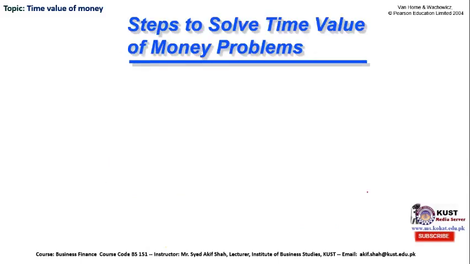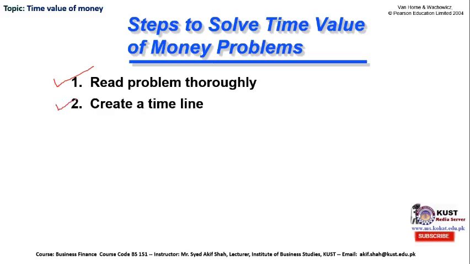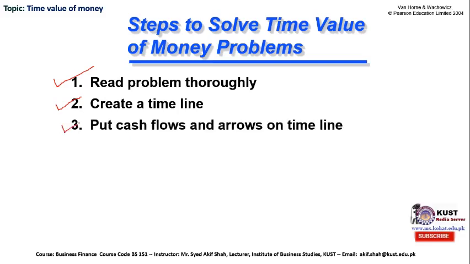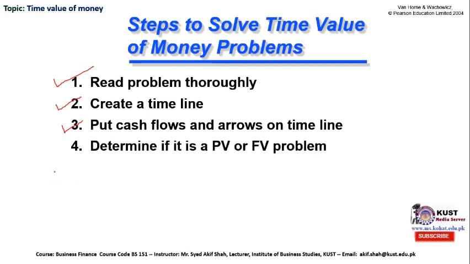Finally, how to solve these kinds of annuity problems? There are certain steps to solve time value of money problems which have these annuity cases and numerical values. So what could be those steps? Number one, read the problem thoroughly. Number two, create a timeline, that is, for how many years or time periods this person is required to pay or receive the amounts. Third, put the cash flows and arrowheads on the timeline.